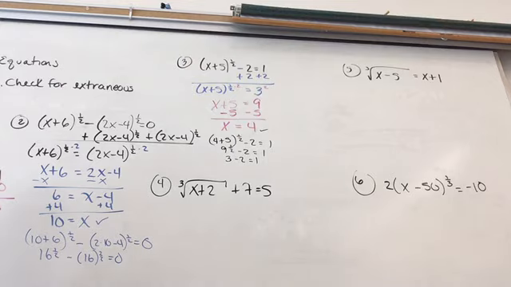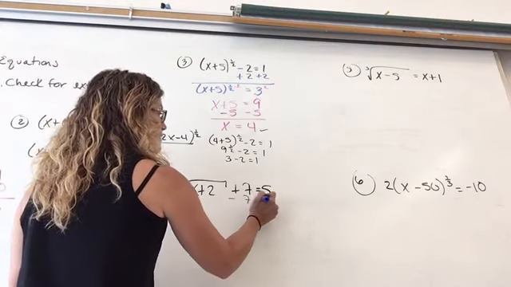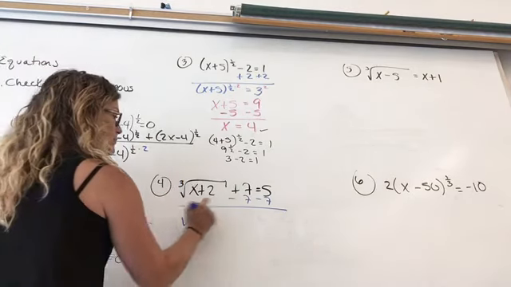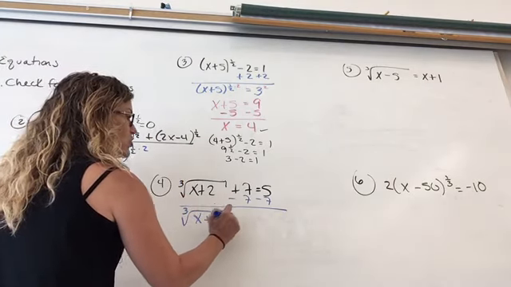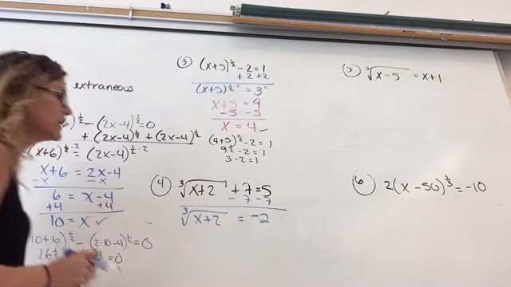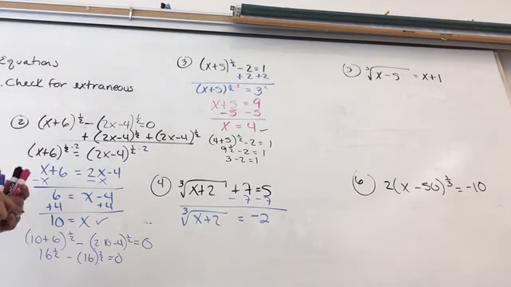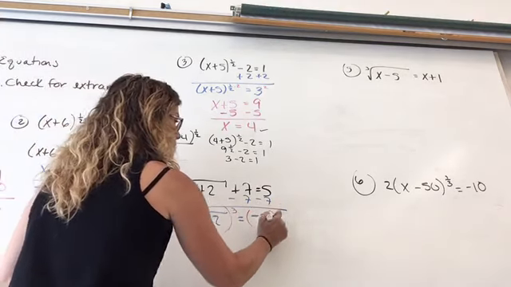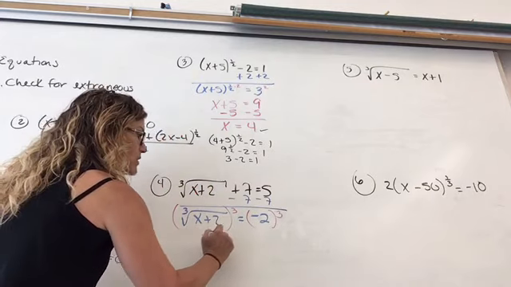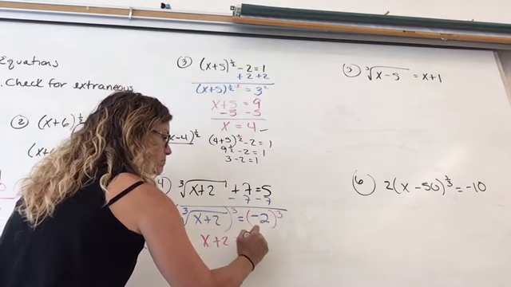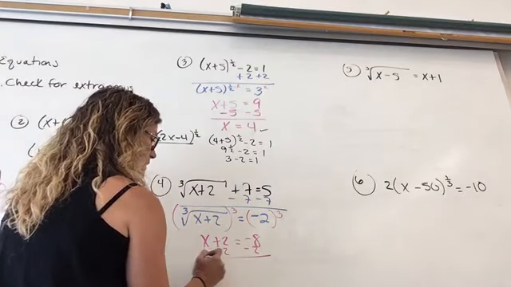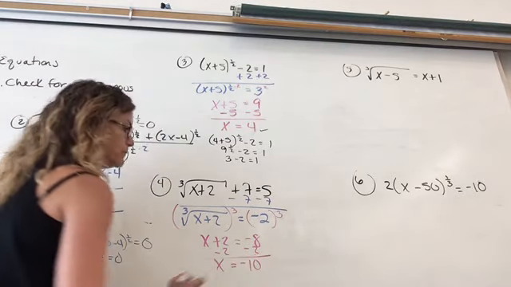Now, cubics. So we're going to subtract the 7 from both sides because, again, we need that radical by itself. Cube root of x plus 2 equals -2. And we need to cube both sides to get rid of the root. So I have x plus 2 equals -8. Subtract the 2 over, and x equals -10.